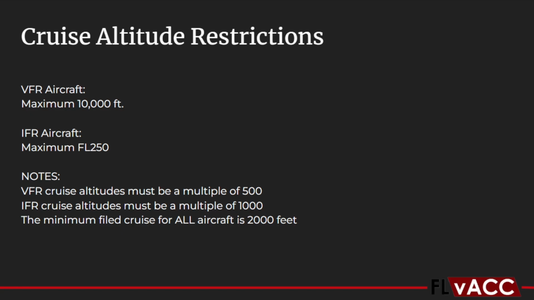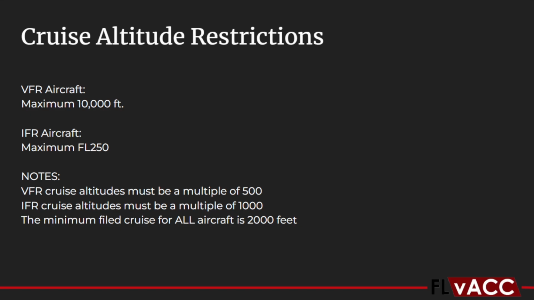Additionally, their cruise must be a multiple of 500. IFR aircraft can go all the way up to flight level 250, or 25,000 feet, and their cruise must be a multiple of 1,000. In other words, their requested flight level must end in a 0. For all aircraft, the minimum cruise altitude is 2,000 feet. If a pilot's requested cruise altitude doesn't meet these regulations, they should be told what the nearest legal cruise altitudes are and be asked to refile with one of those.